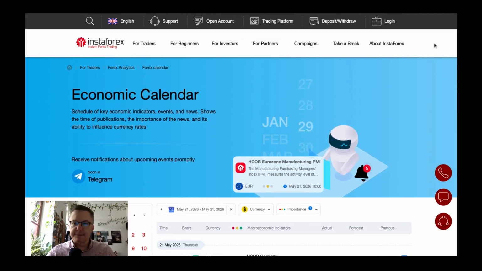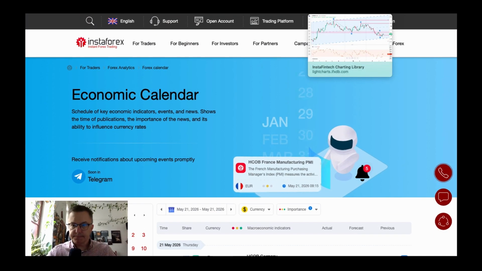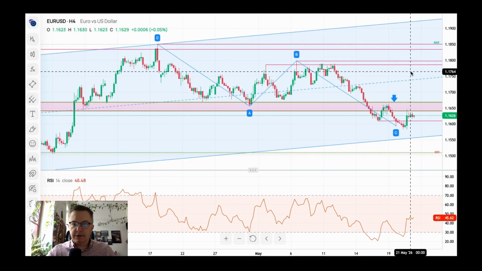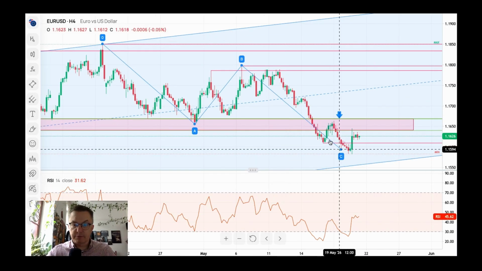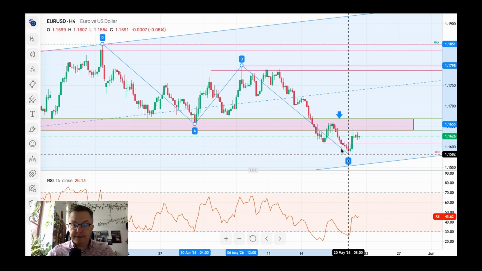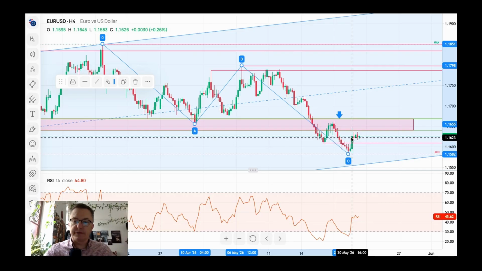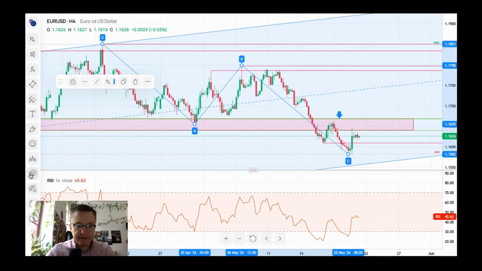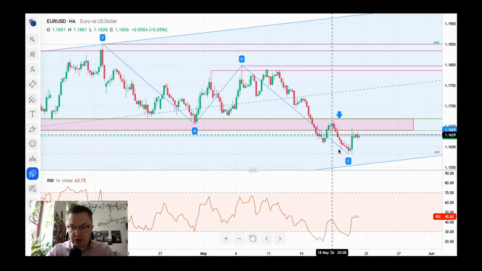We start with euro dollar. The four-hour time frame chart of the euro dollar is showing us a potential bottom for the ABC correction located at 1.1584, and then there is a big bullish engulfing pattern. So let me just place this level here on the chart.